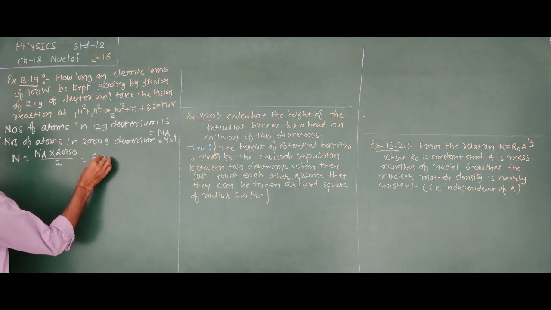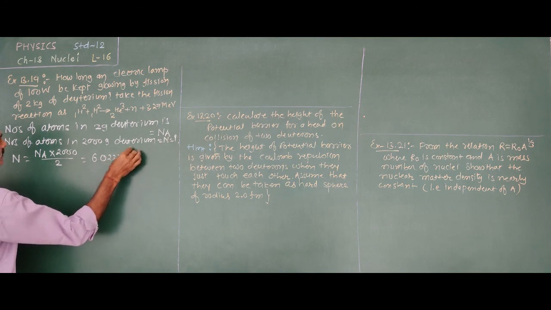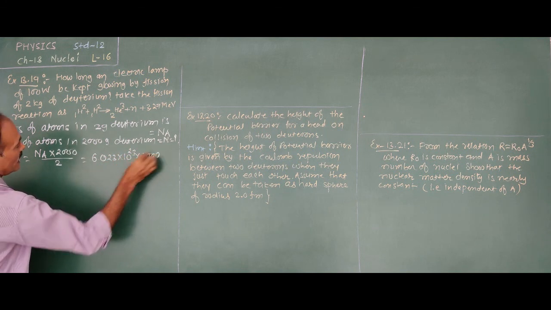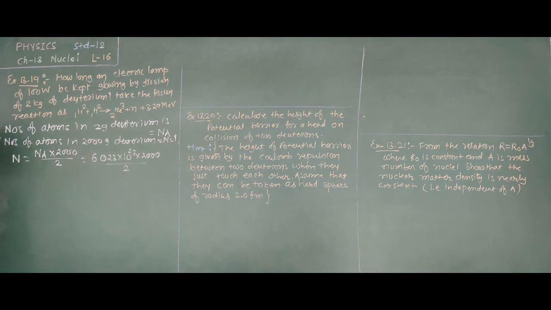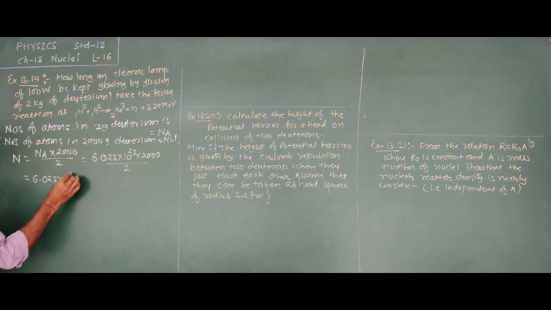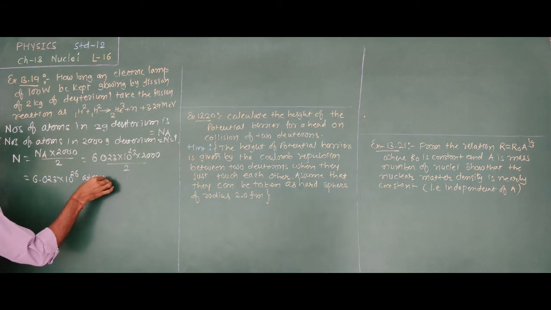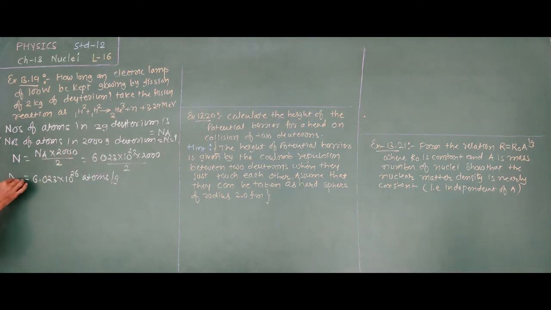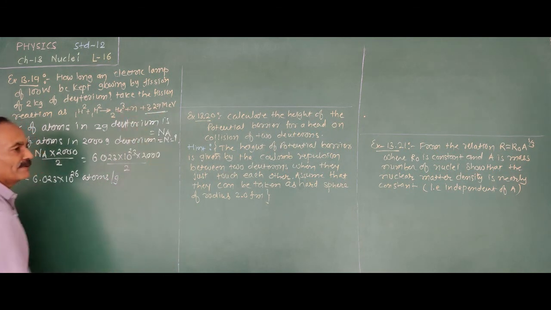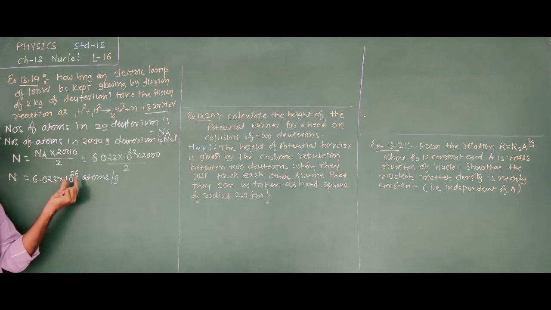That means 6.023 into 10 to the power 23 into 2000 upon 2. The 2 cancels. Therefore, N is equal to 6.023 into 10 to the power 26 atoms. These are the number of atoms in 2 kg deuterium. Now, when the 2 deuterium atoms are fused, the energy released is 3.27 MeV. Therefore, the total energy released due to that many atoms fused.